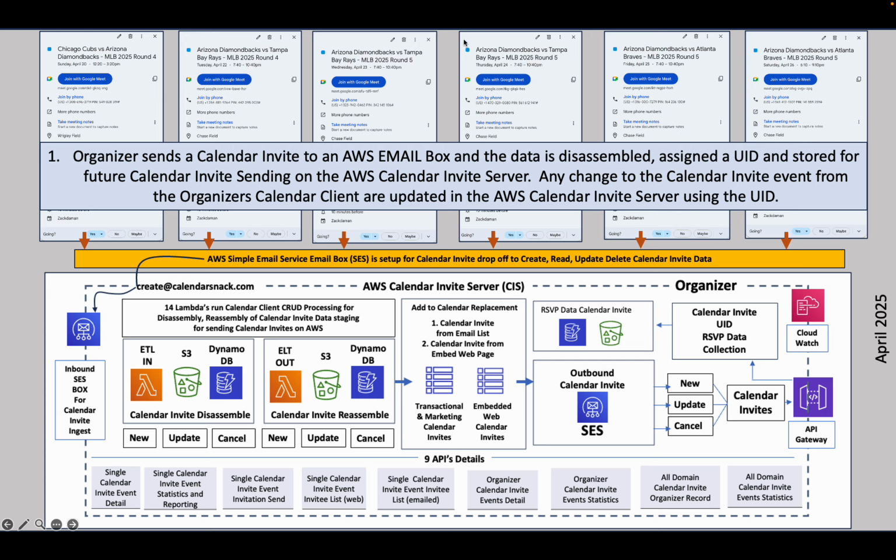The core message to get across, at least in this pitch, is that the organizer sends a calendar invite to an AWS configured email box, and that data is disassembled, assigned a UID inside the calendar invite server, and stored for future calendar invite sending on the AWS calendar invite server itself. So any change to the calendar invite event information from the organizer's calendar client is updated in the AWS calendar invite server using the UID.